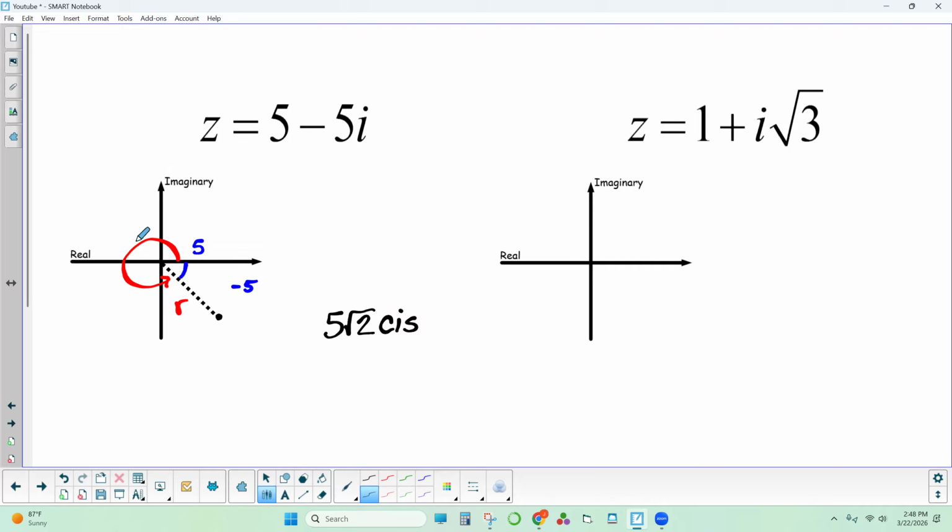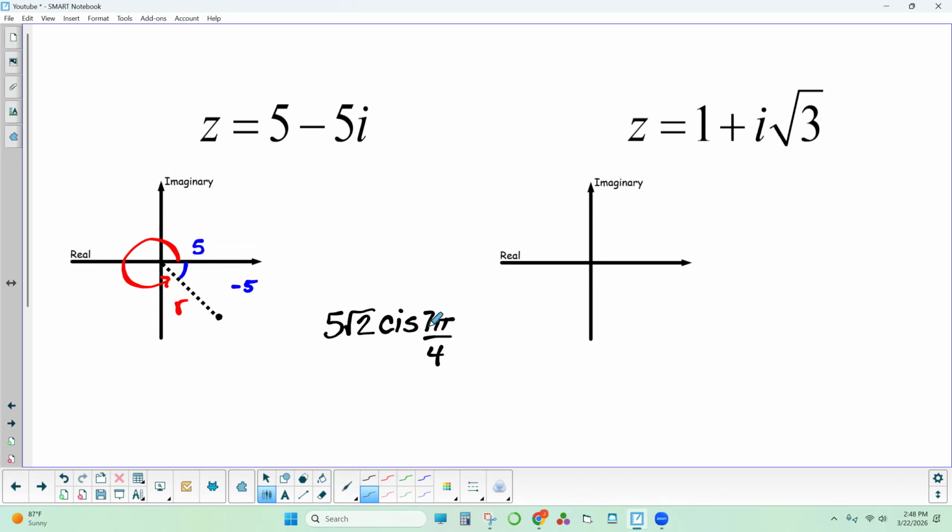So the angle is right here in red, this red arc. So like I said before, this is a 45-degree angle because I can see this is a 45, 45, 90. So in radians, in terms of pi, this big angle here is 7 pi over 4. And now we have our trig form.